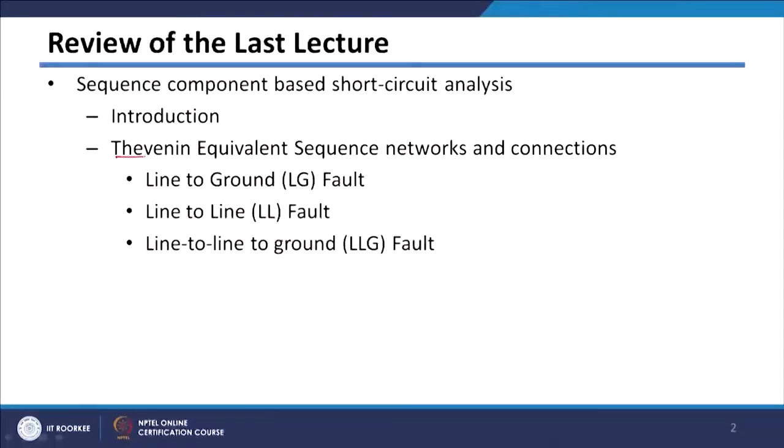In the last lecture we saw sequence based analysis: if there is any network, how to get the Thevenin equivalent sequence networks up to the fault point, and then how to connect these sequence networks for particular types of faults. We saw three types of faults which can be analyzed using sequence network connections: line to ground fault, line to line fault, and double line to ground fault.